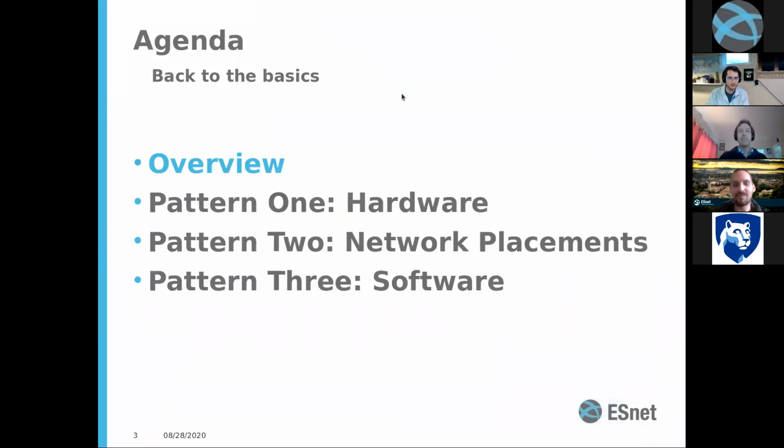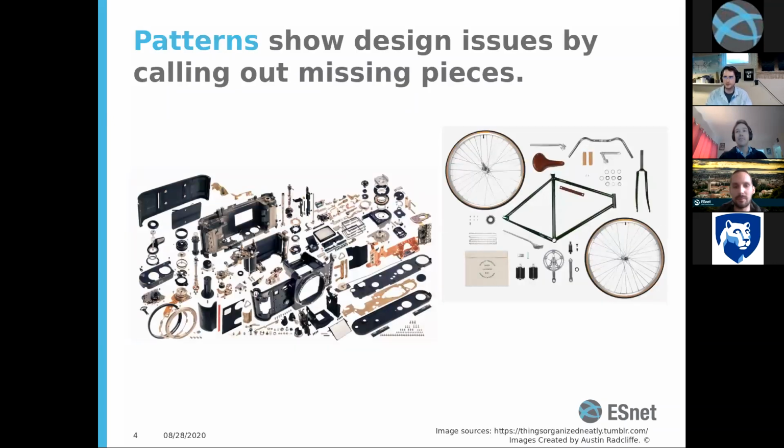So today we're going to do our patterns. Our whole goal is to do pattern 1, which is basics of hardware, pattern 2, network placements, and pattern 3, software. Keep it nice and easy. Patterns usually show design issues by calling out missing pieces. A quick and easy example: these patterns look complex, but do something for that camera, take away the chassis, and you can see the flaw instantly. Same thing with a bicycle, take away the frame or take away a tire. You notice that the pattern's not right.